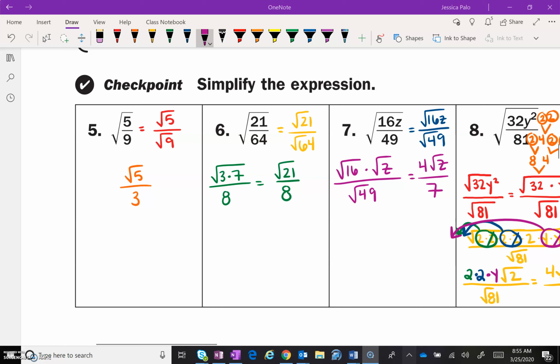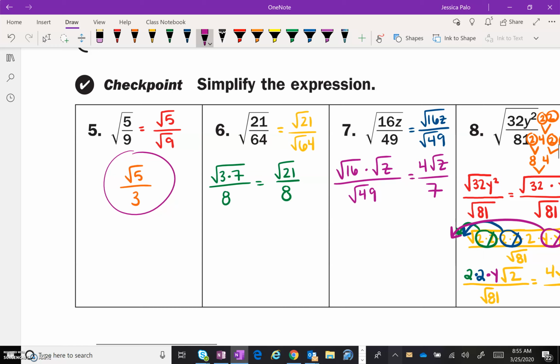Radical 5 over radical 9. Radical 5 is a prime number, so you can't factor this any further, so it stays radical 5. The square root of 9 is 3 because 9 is a perfect square, so your final answer is radical 5 over 3.